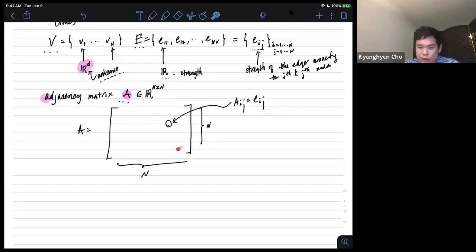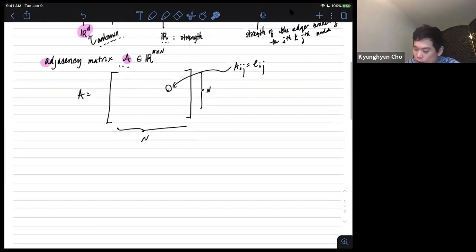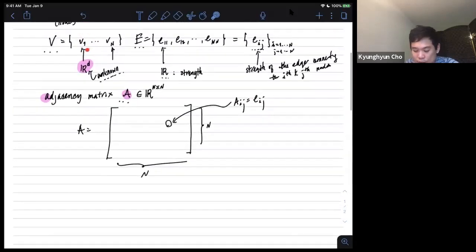Instead, we are not going to constrain ourselves to be like that. Our adjacency matrix can very well be asymmetric, meaning that going from vertex i to j may have a different strength than going from vertex j to i. So what that means is that we need to decide what is the right way to induce this strength starting from this vector representation.